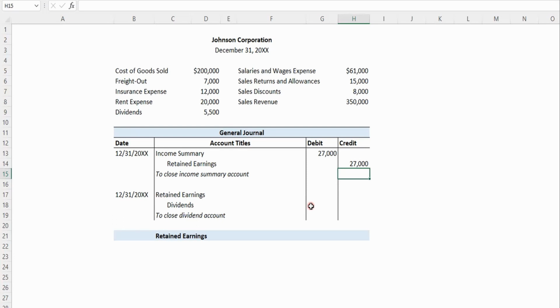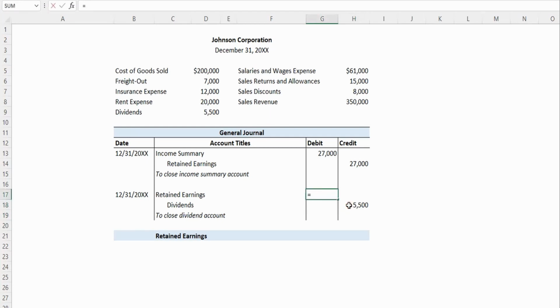Now let's close the balance in the dividends account. Dividends balance is not closed through income summary account, as it is not an expense and doesn't affect income for the period. In our example, dividends for the year amounted to $5,500. To close this debit balance, we will credit dividends and debit retained earnings for $5,500. This will reduce the retained earnings balance.